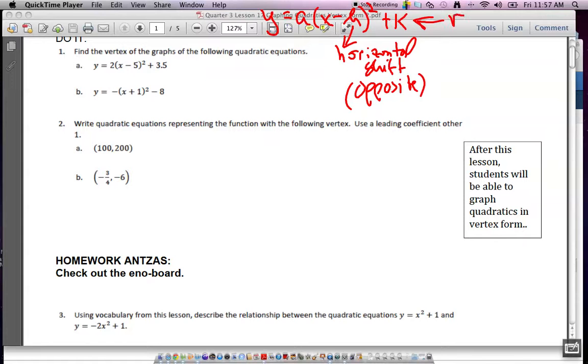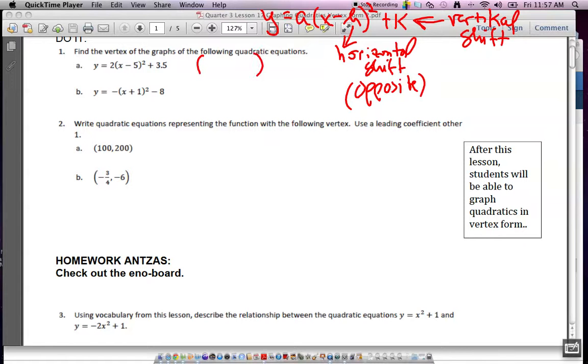And k is vertical shift. Okay? k slides it up and down. k does not get reversed. Only the h gets reversed. Now the a affects the thickness of the parabola. If a is greater than 1, it's a very skinny parabola. If a is less than 1, it's a very wide parabola. So in this particular case, it wants to find the vertex of the following quadratic equations.